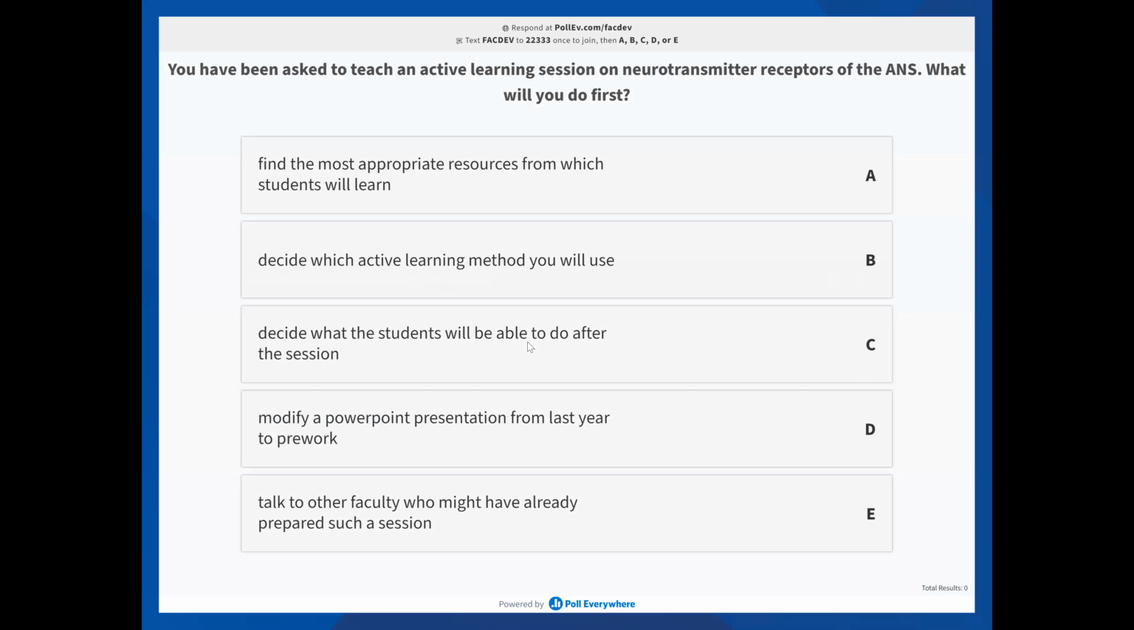So you've been asked to teach an active learning session on neurotransmitter receptors of the ANS. What is the first thing you do? A, find the most appropriate resources from which students will learn. B, decide which active learning method you will use. C, decide what the students will be able to do after the session. D, modify a PowerPoint presentation from last year to make it pre-work. And E, talk to other faculty who might have already prepared such a session. Now, I really want to find out what people think.